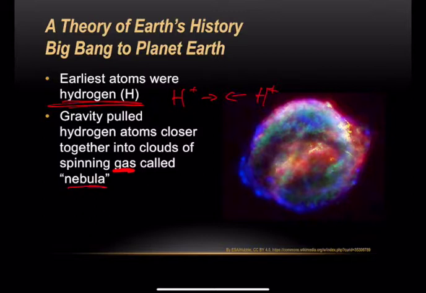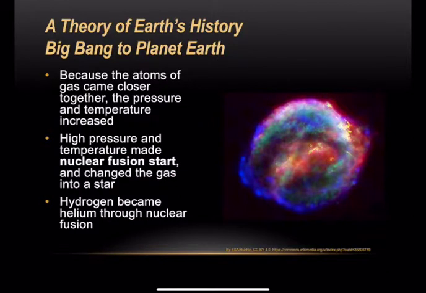And these clouds were called nebula. So this right here is a nebula. As these elements started getting closer and closer together, they're being pulled together by gravity. The pressure is increasing, and the temperature is increasing. And the high pressure and temperature at the center of this nebula, hot, hot, hot, and high, high pressure, started nuclear fusion. And at this point, all of this gas becomes a star.